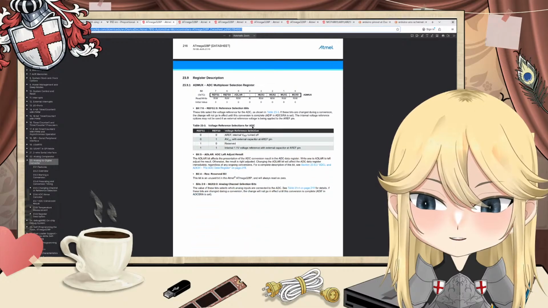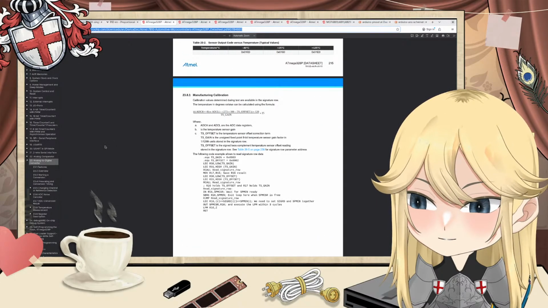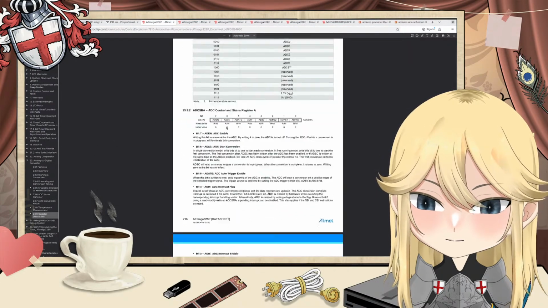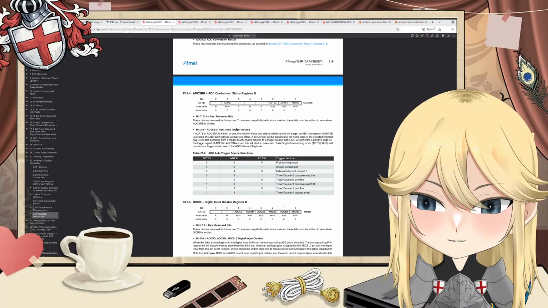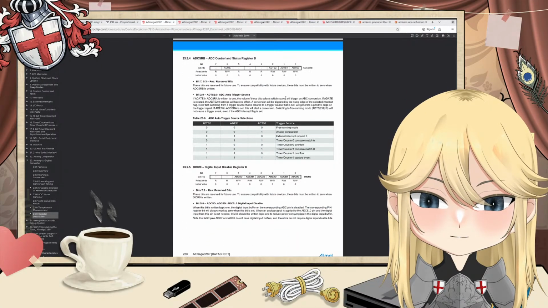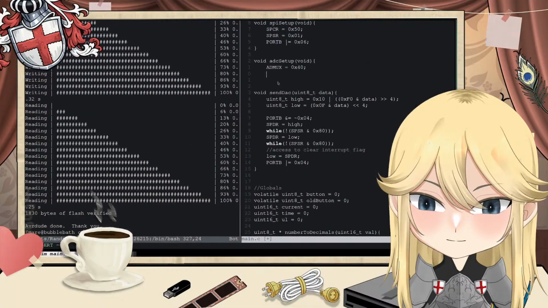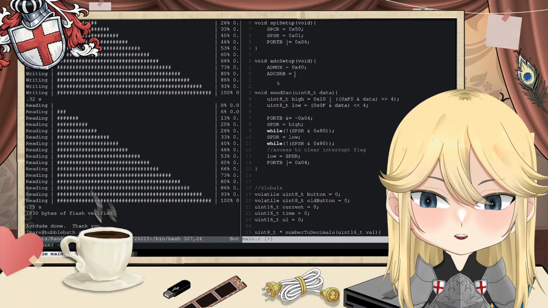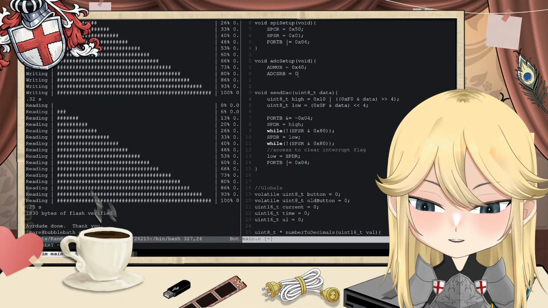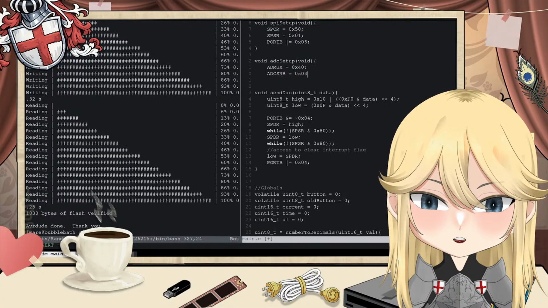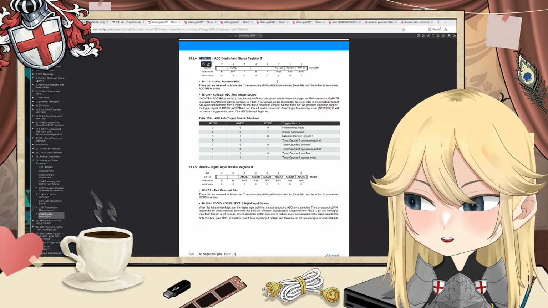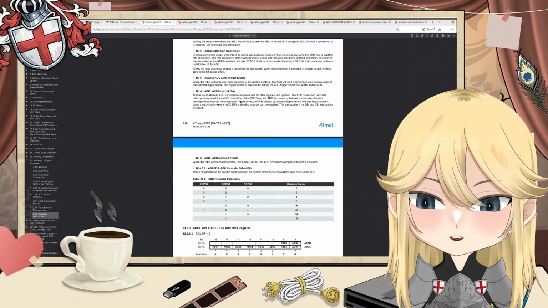So we have registers. There we go. 0, 3. I forgot the name. This equals 0x03. And now the control register A.